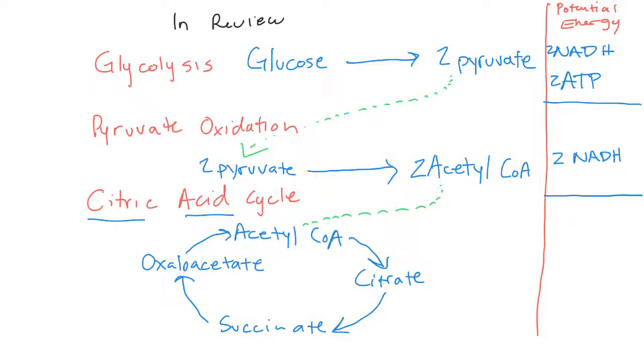So how many ATPs for one cycle? 1 times 2, because we run it through twice. So we get 2 ATPs. How many NADH? 6, right? Yep, 3. And we run it through twice, so it's 6. And how many FADH2s? 1, we run it through twice, 2.